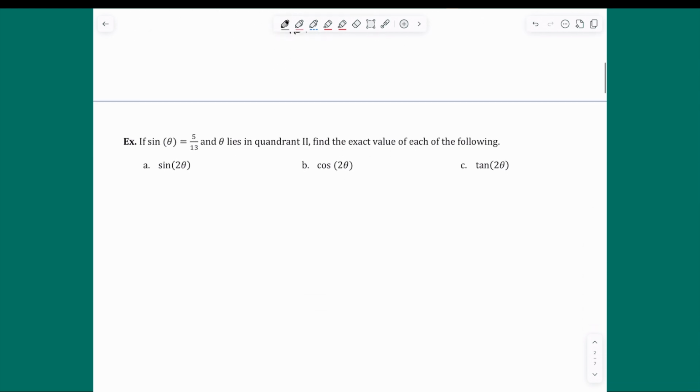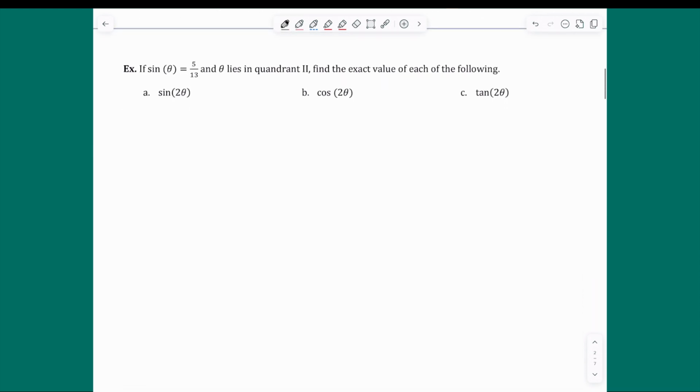Let's see how we could use this. Let's take a look at this example. If sine theta equals 5/13 and theta lies in quadrant 2, find the exact value of each of the following. We're actually finding sine of 2 theta. But before we can find sine of 2 theta, we need to know what cosine of theta is. We can use the unit circle to help us identify what the sine and cosine are.